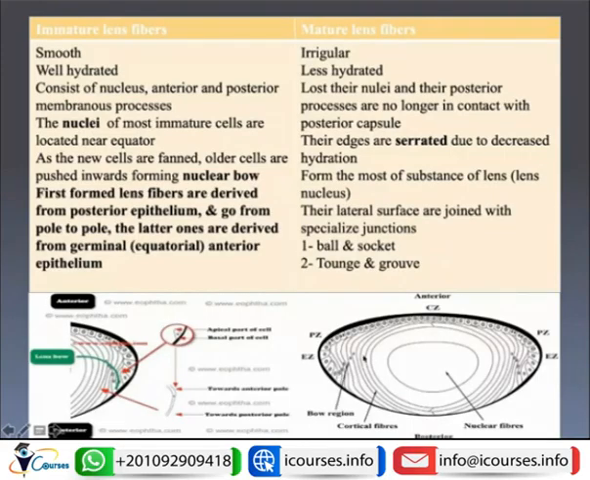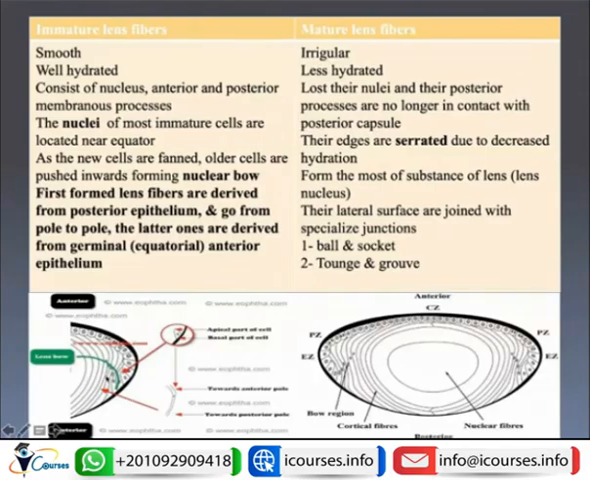The other change is that the mature lens fibers lost their nuclei. So you can see that the immature lens fibers have nuclei, while the mature lens fibers don't have nuclei. So they lost their nuclei and they lost their attachment to the posterior capsule.